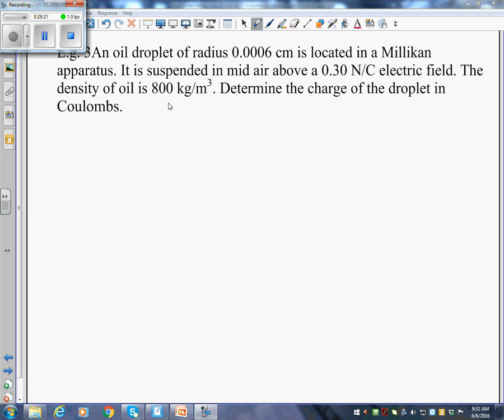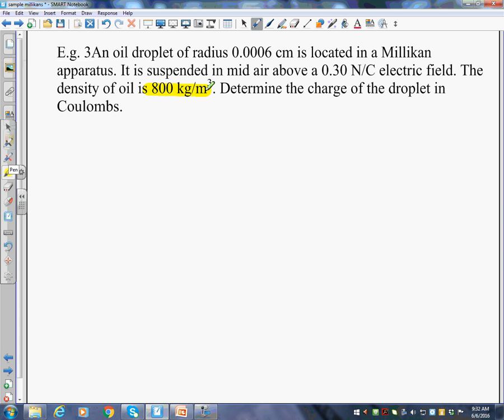There's another number that needs to be on your cheat sheet. I always get one kid a year that says, I don't remember what the density of oil is. And I'll say, is it on your cheat sheet? I don't know. Put the 800 on there. So I'm going to give you 4 steps. It's going to take a lot of space. You can do it. Determine the charge of the droplet in coulombs.